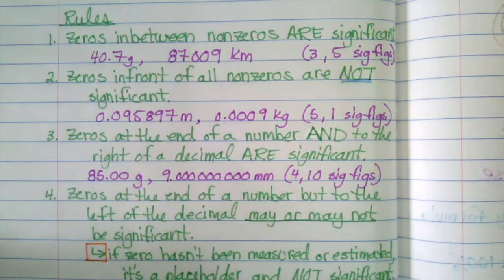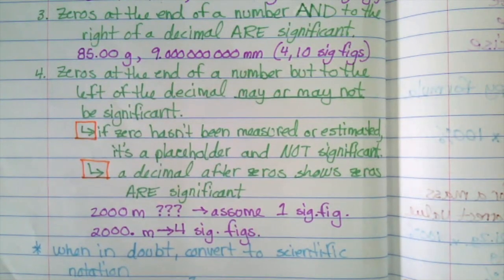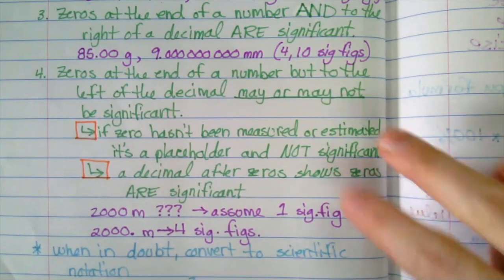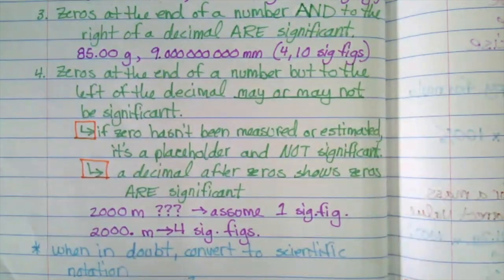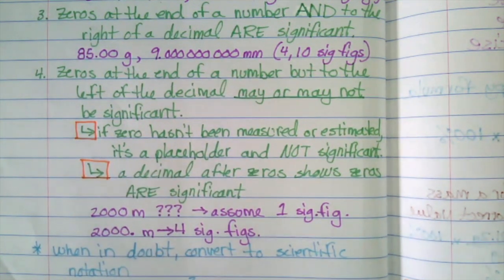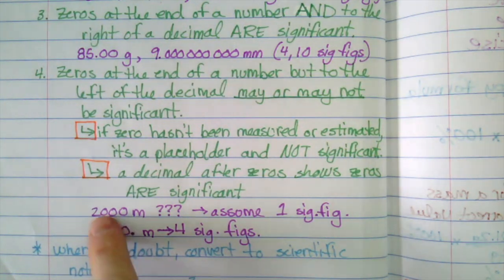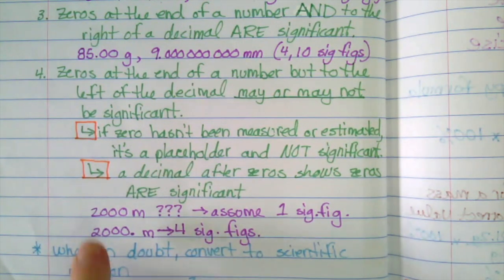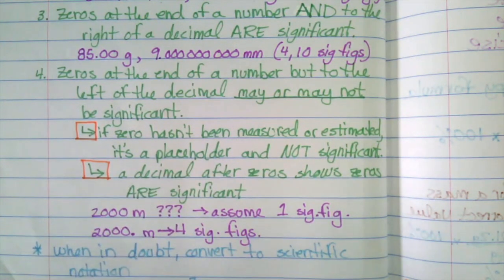And then the last rule, zeros at the end of a number, but to the left of the decimal, may or may not be significant. And I have those that may or may not explained right here. If the zero has not been measured or estimated, it's a placeholder, and that's not significant. So down here in purple, I have 2,000 meters. Is that exact? If I'm saying, it's about 2,000 meters from here, I haven't measured that. I'm just guessing. So those zeros are not significant. I only have one significant figure, the 2, the non-zero.